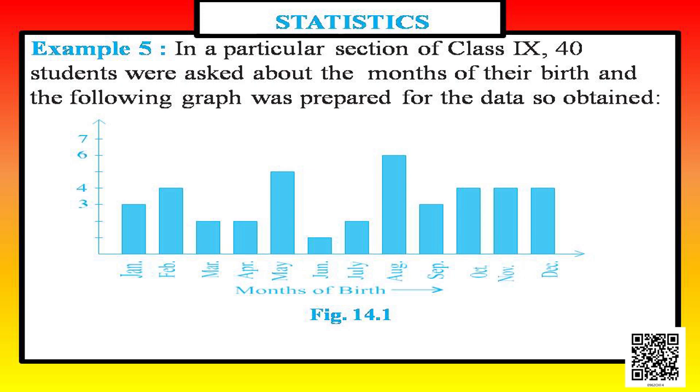Now, look at the figure. It is easy to understand from here that in December, we have 4 students. In November, we have 4 students. In October, 4 students. September, 3 students. August, 6 students, and so on. So, from the graph only, the data is clear for all of us.